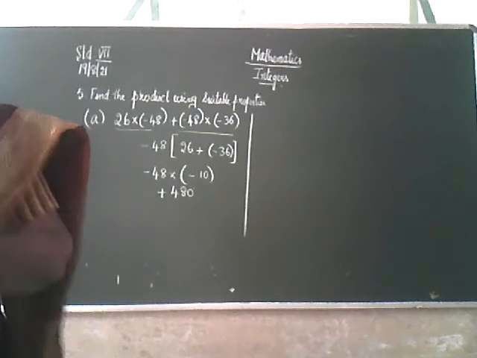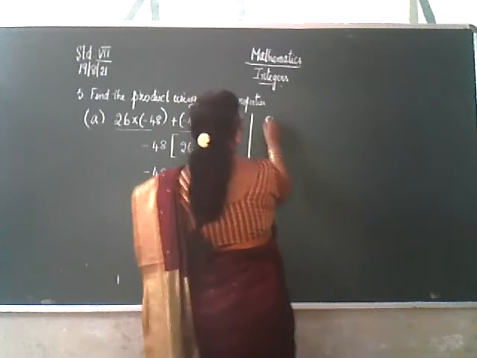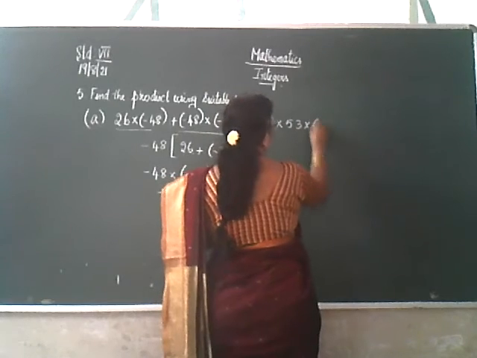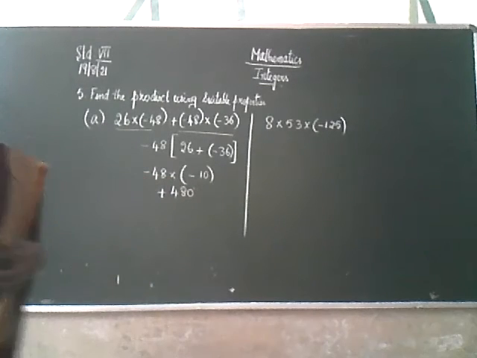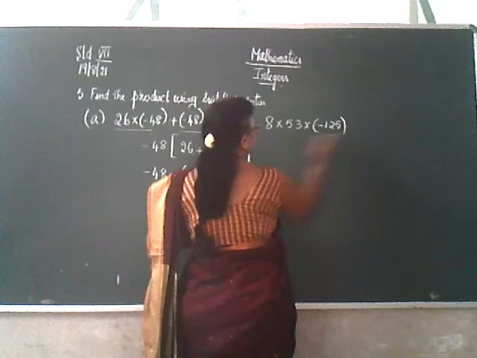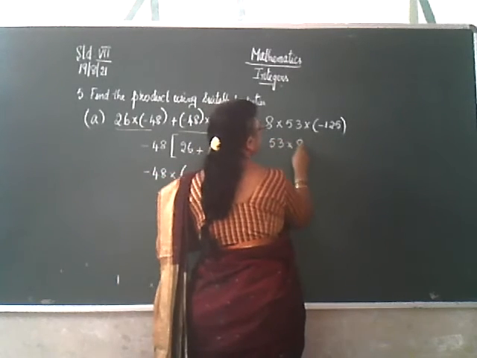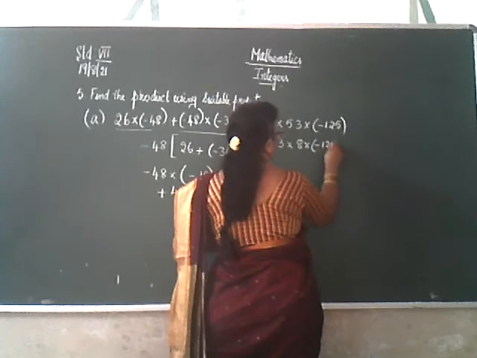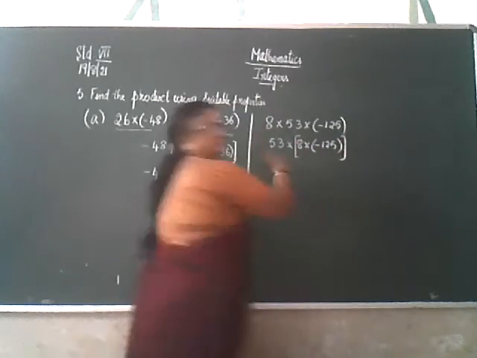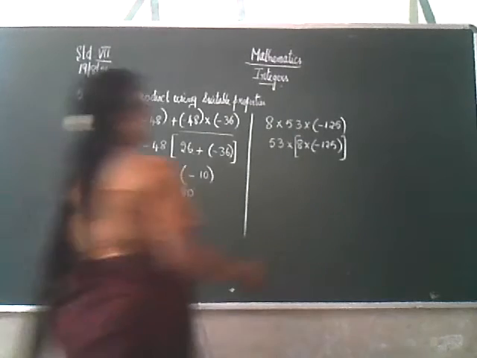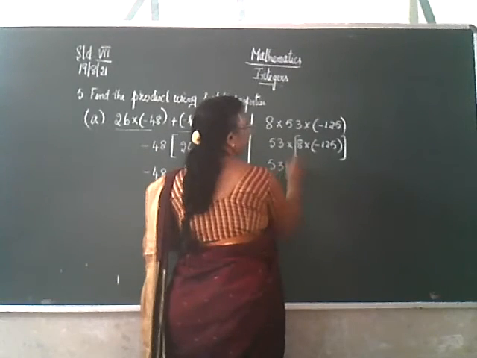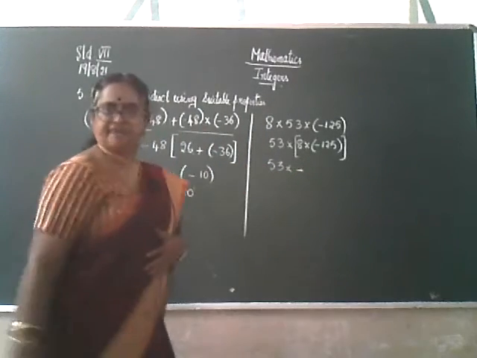So in the next sum it is 8 into 53 into minus 125. This is A into B into C. That is associative property. So now you should remember, because if 125 is multiplied by 8, you will get 1000. So let me rewrite this so that the multiplication will become easier. You know 25 4s are 100, 125 8s are 1000. That and all you should remember.